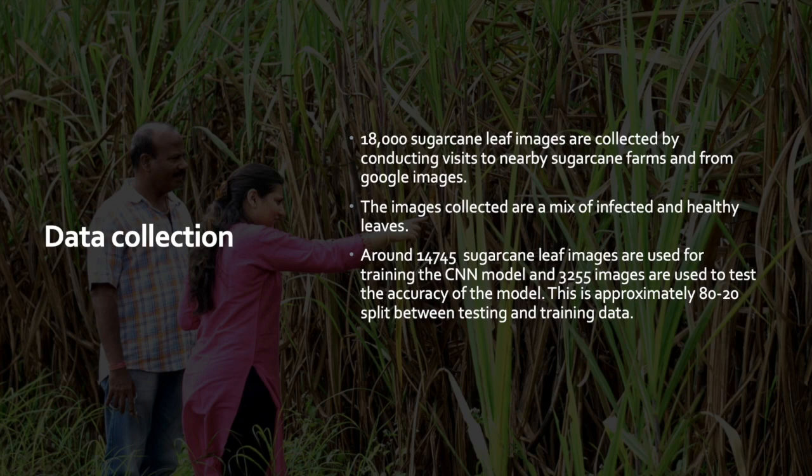Data collection. In this project, a big challenge was collecting images of leaves. This is because I could find a couple of images on the internet easily, but to effectively train and test the model, we needed at least 10,000 to 15,000 images. The targeted number of images were captured performing sugarcane field visits. I was able to create a data set of around 18,000 images.